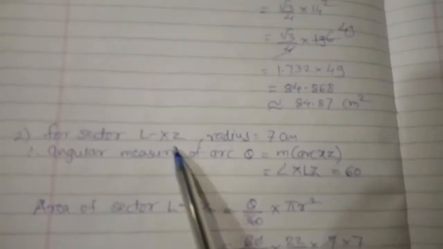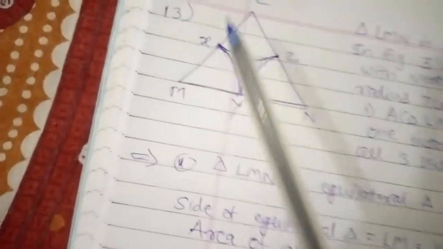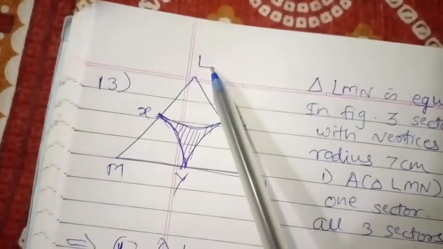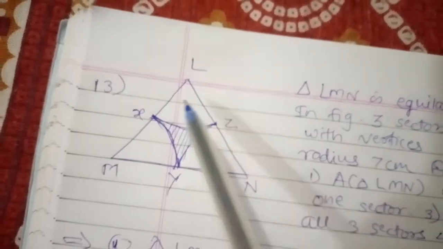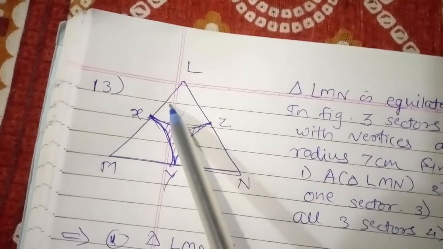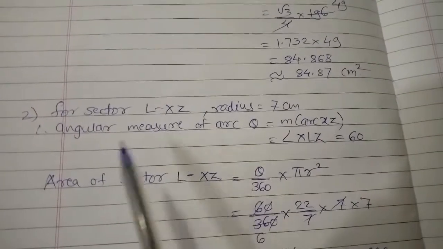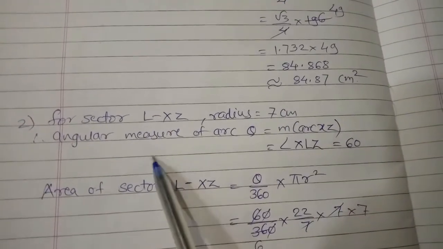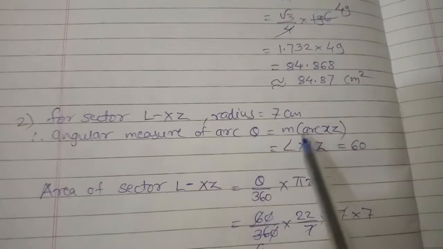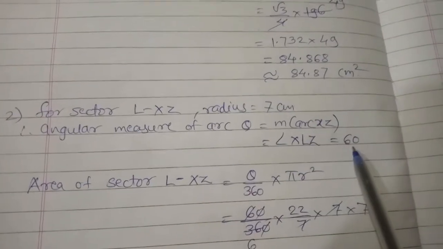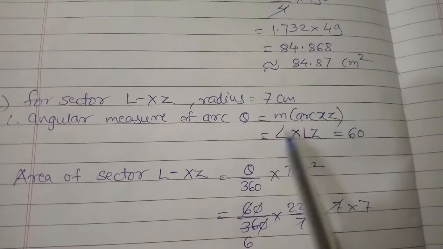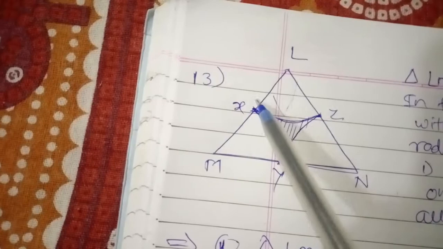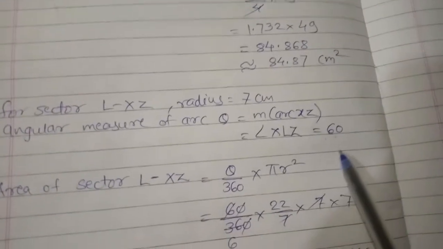Next, for the sector L dash XZ. So see here L dash XZ. We have to find out first the area of this one sector. You can take any sector because all are same. Radius is again 7 centimeter. The angular measure theta, since it is an equilateral triangle, each angle is of 60 degree. So measure of arc XZ, that is angle XLZ. See here angle XLZ, it is of 60 degree since it is an equilateral triangle.